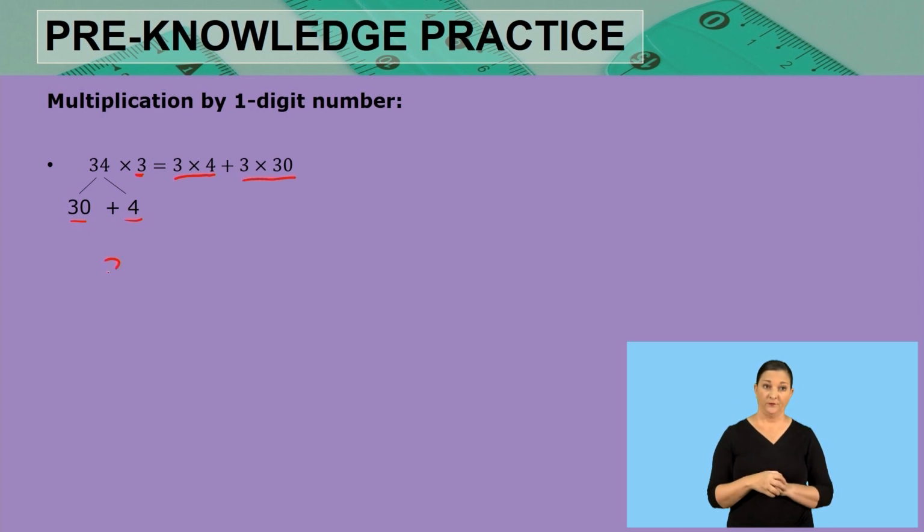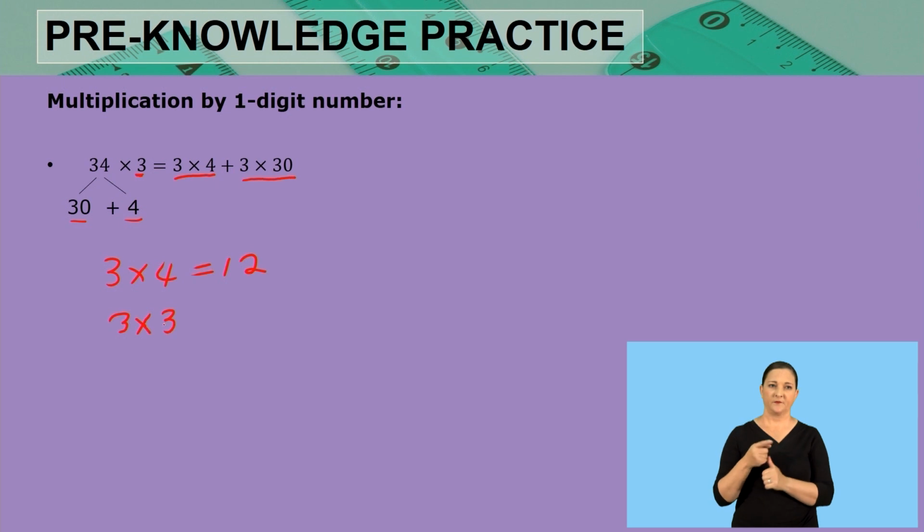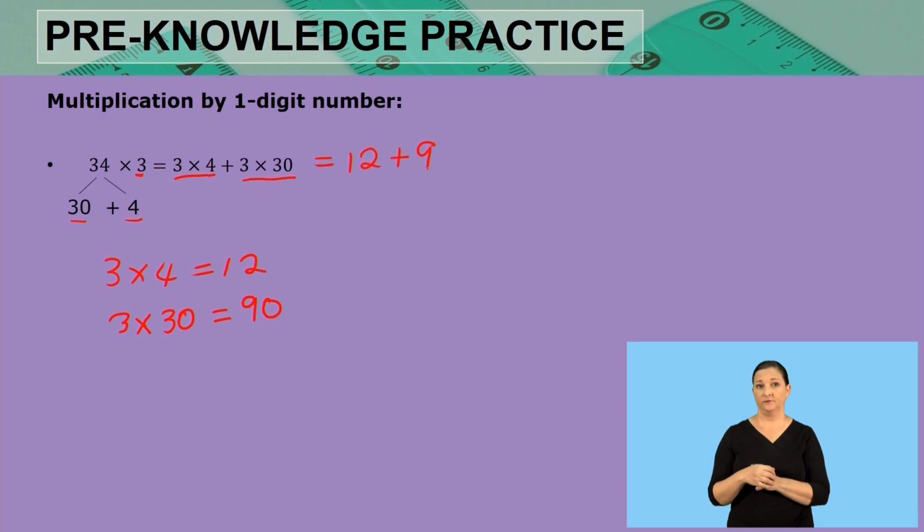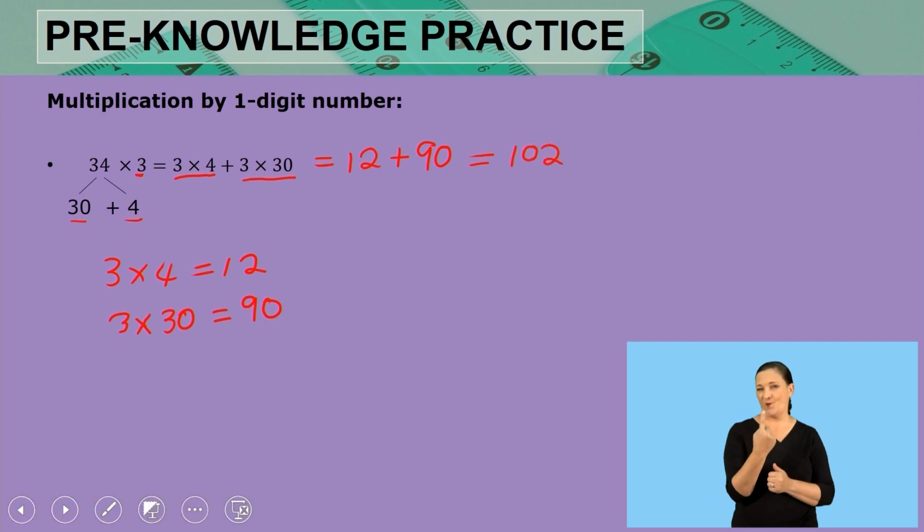Now 3 multiplied by 4 is 12. And we have 3 multiplied by 30, and that is equal to 90. So it means that we can say here that 12 plus 90, and that becomes an easier calculation to calculate, and we know the answer there will be 102. So that's when we are multiplying with one digit. We can break up the number into two numbers and multiply each of those numbers with that one digit.